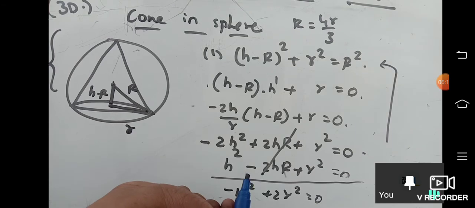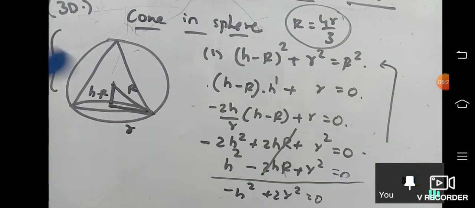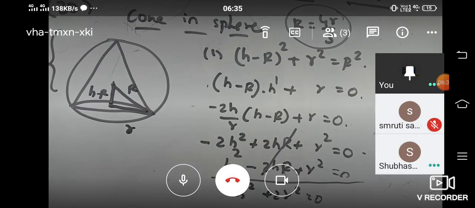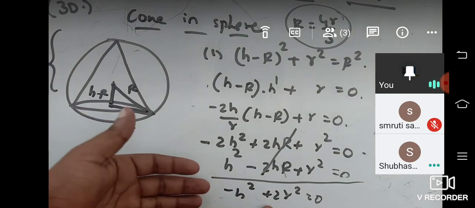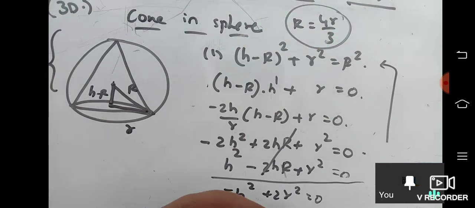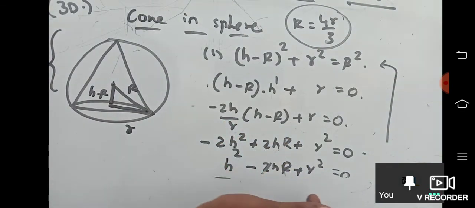What is the relation you want to find? Capital R is equal to 4 small r by 3. For that, what do we have to do? Okay, listen carefully. Here, if you add them, an H and smaller r relation will come. That is not important here, it will become complicated. So instead of adding, we have to subtract and eliminate r square. That is the best thing to do.